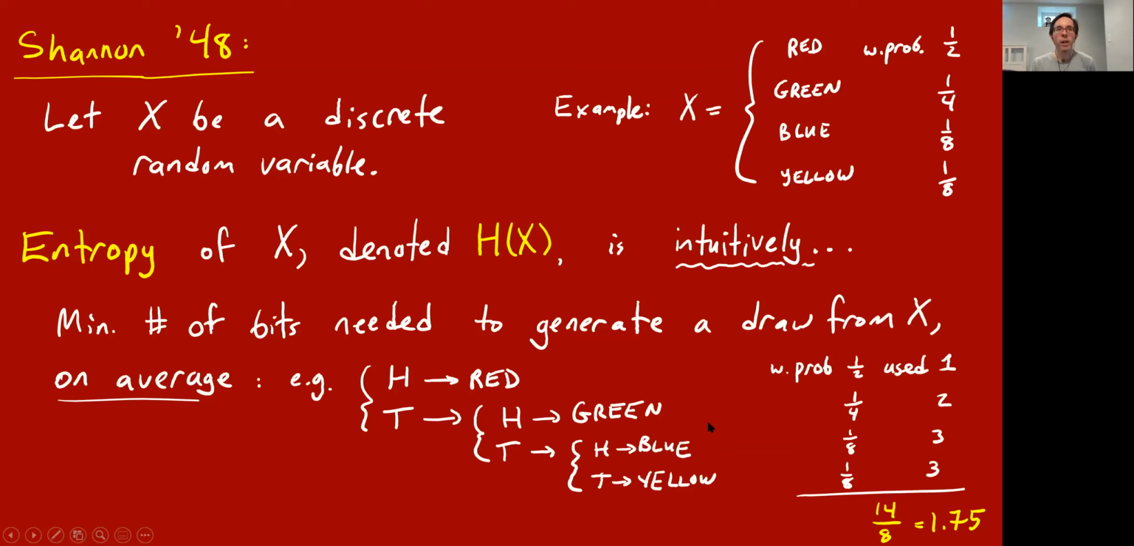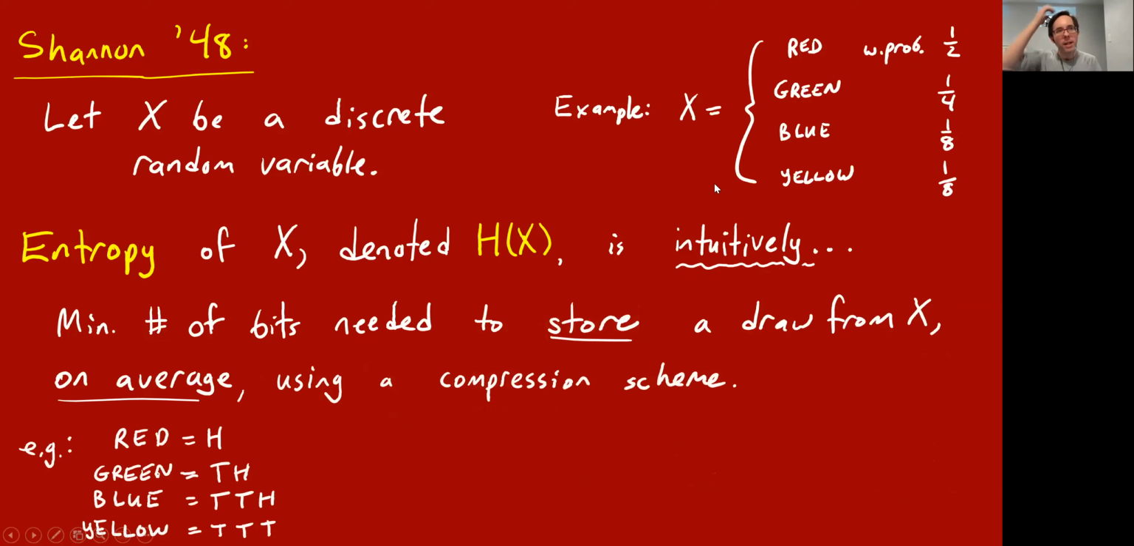And now we're going to compute the expected number of coin flips your program used to generate this random variable x. Well, with probability half, you used one coin flip. With probability a quarter, you finished in 2, and with the remaining probability, you finished in 3. So if you add this all up in expectation, you get on average 14/8 or 1.75 coin flips. Okay, so the entropy of this random variable x is going to be exactly 1.75.